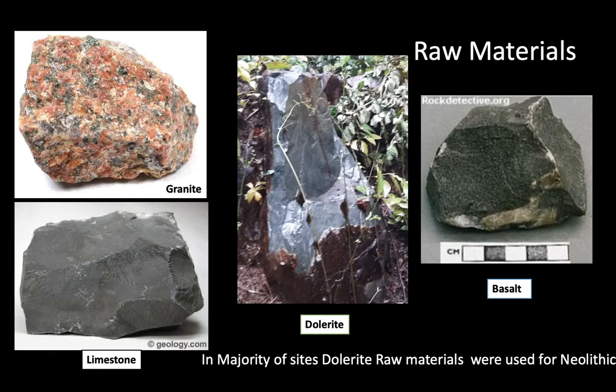Now coming to the type of stone that was used for making the Neolithic axe or the Neolithic tools. Mostly dolerite has been used in the different areas, but what has also been found is that in some areas basalt has been used, granite is also used, and also limestone. For example, I was working in Chhattisgarh, and there is one site where I found limestone was used for making the Neolithic axes and chisels.